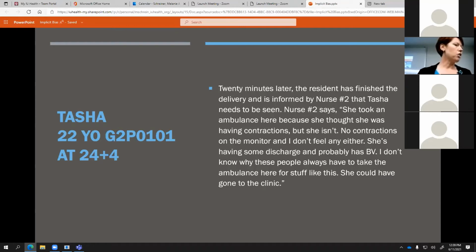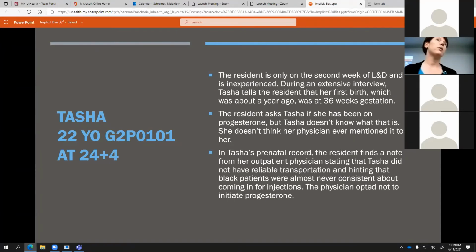That nurse says she took an ambulance here because she thought she was having contractions, but she isn't. No contractions on the monitor, and I don't feel any either. She's having some discharge and probably has BV. I don't know why these people always have to take the ambulance here for stuff like this. She could have gone to the clinic. Sound familiar, right? The resident's only on the second week of L&D and is inexperienced.